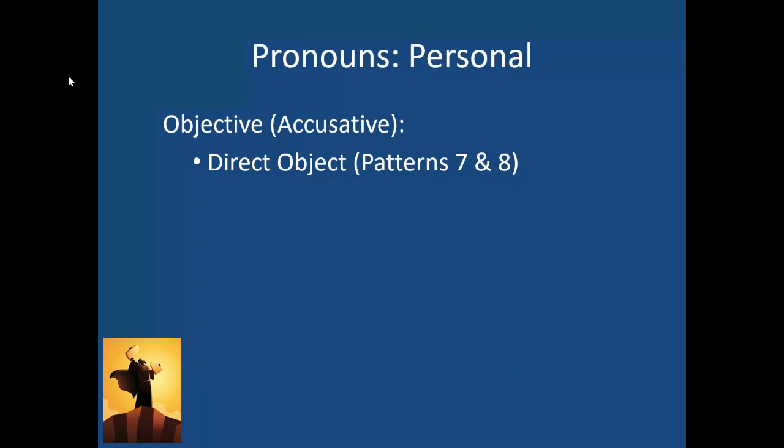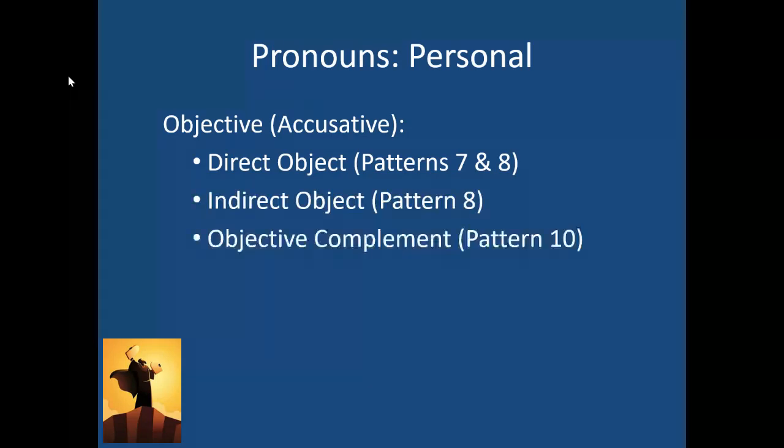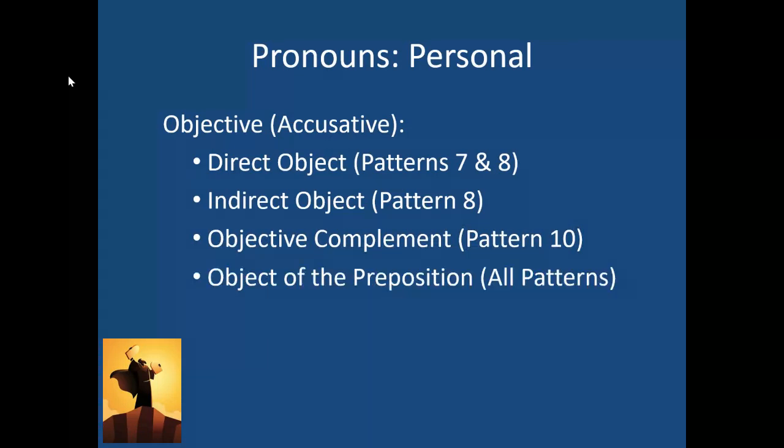So we use an objective case pronoun anytime we're working with a direct object or maybe even an indirect object, the objective complement, which would be like a pattern 10, or the object of a preposition. Right? And those can be found in any of the patterns. And the thing is, the objective case pronouns, we don't usually make any errors on. It's only occasionally with the object of a preposition that we might make an error. But for the most part, these sound correct because we use them correctly.